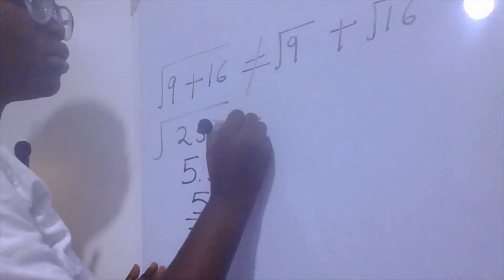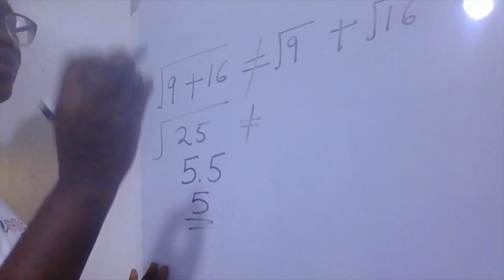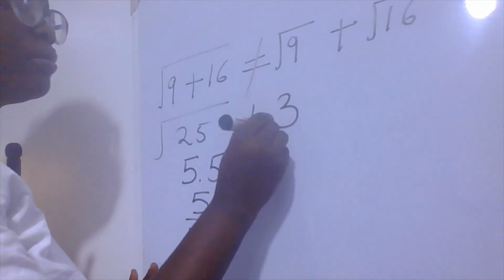Now let's check. The square root of 9 plus the square root of 16, they are two different given numbers. It's not equal. This is not equals to this. Let's prove it. What is the square root of 9? 3 in 2 places, that is 3.